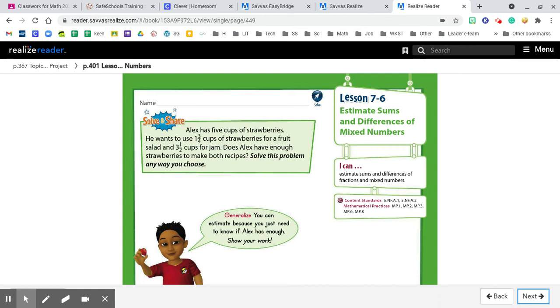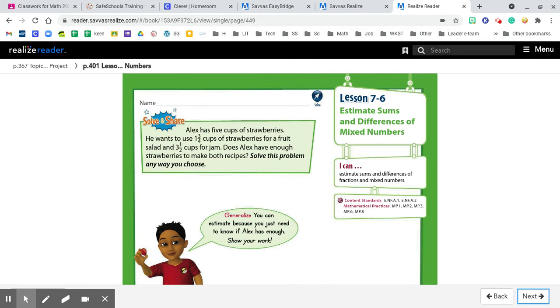All right, now we're going to estimate the sums and differences of mixed numbers. So we're adding and subtracting, but instead of single fractions, we're going to be using mixed numbers, which are a combination of whole numbers and fractions. And again, we'll be using those benchmarks 0, 1/2, and a whole to help us out, what we did in the first lesson.